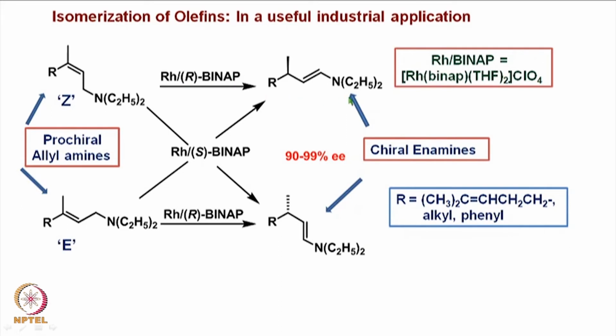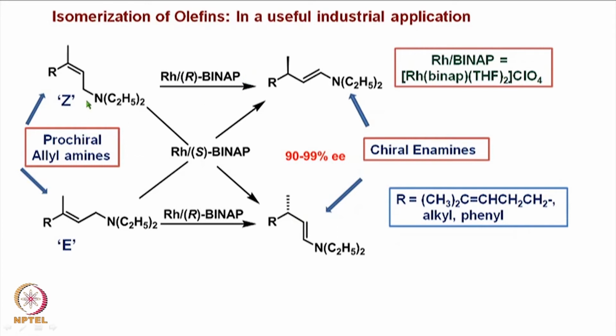enamine that is observed after the isomerization of this particular double bond is of this kind, where the absolute configuration is as shown. Now the same prochiral allylamine, when it is reacted with the same rhodium based catalyst but with different BINAP, that is now S BINAP, then what we get is this kind of chiral enamine in which the absolute configuration of this asymmetric center is opposite to that of what we observed with R BINAP.